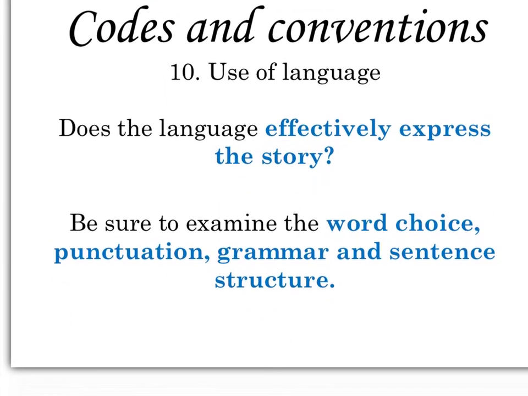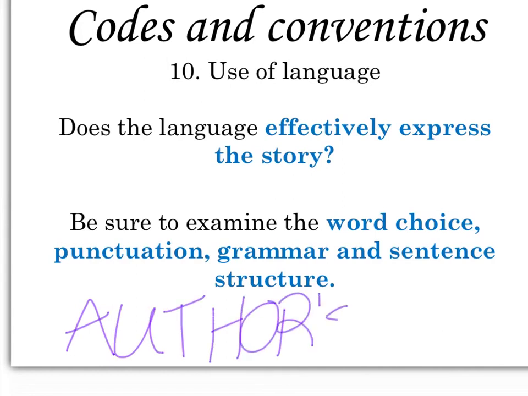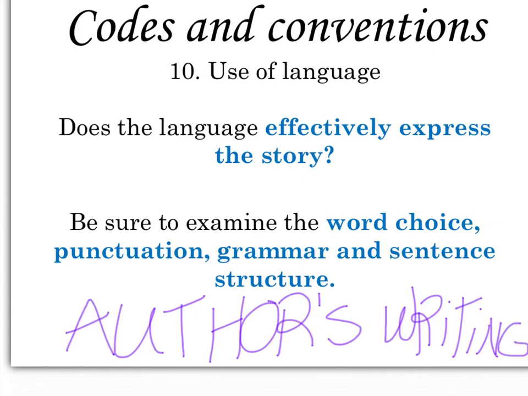Last coding convention is the use of language, and this is more of the author's writing. So it's not the dialogue between the characters, it's how the author writes. And what you're looking at is word choice, sentence structure, grammar, and things like that. Now, I'm not asking you to correct the author's writing. What you're essentially saying, if you decide to comment on the use of language, is that the author's writing effectively transmits the story. So if you understand what's going on and you feel like you can relate to the author's writing, then you should definitely write about it in your exploring paragraphs.